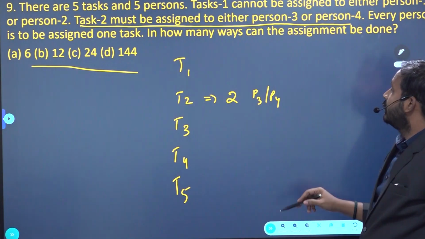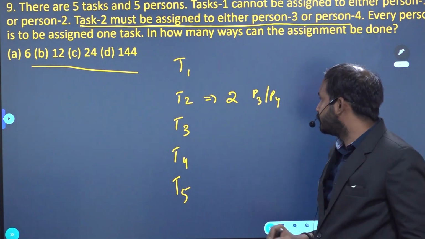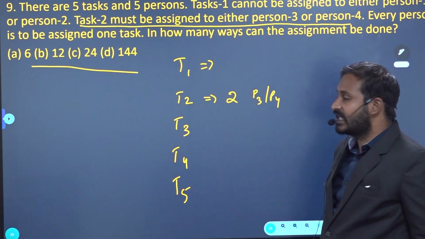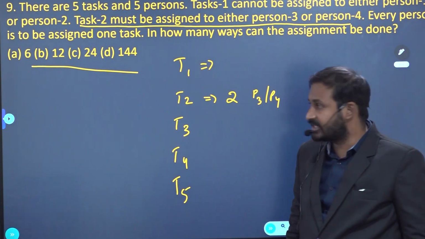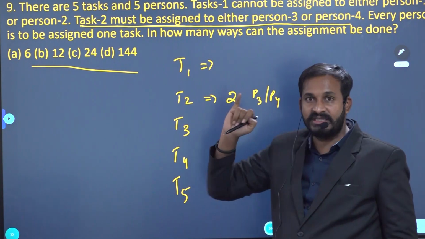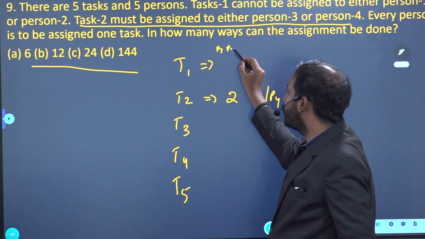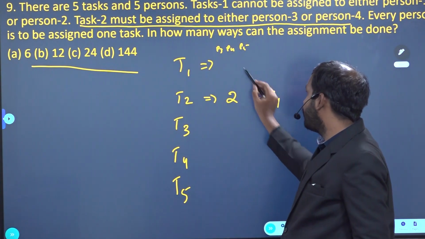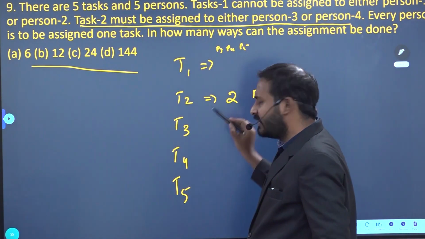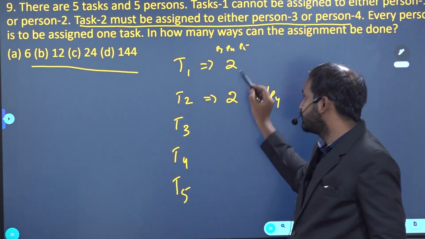Now, see here, task 1 cannot be assigned to either person 1 or person 2. So for task 1, how many chances will I have? I can use person 3, person 4 or person 5. Already, one person among person 3 and person 4 was fixed for task 2, right? So how many chances are left for task 1? Only 2 chances.